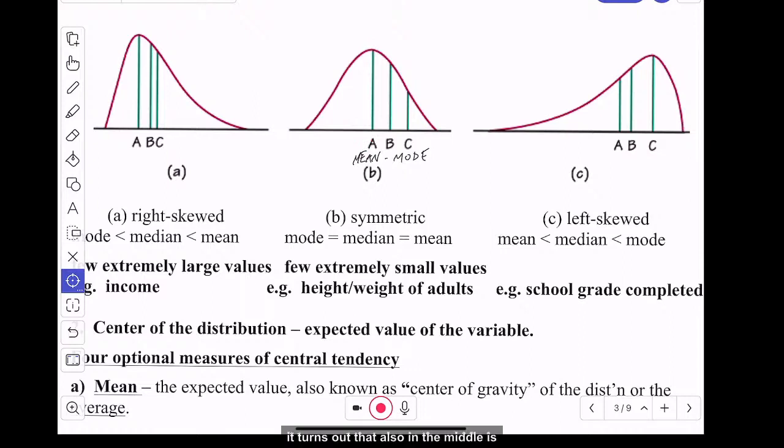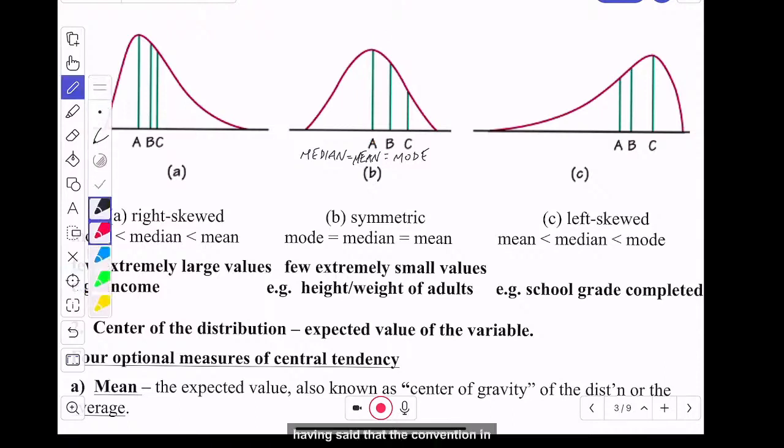It turns out that also in the middle is the middle observation, of course. So if you were to put all the numbers in order, you could find the one in the middle, and that would be the median. So it turns out in symmetric data, the mean, median, and mode are all basically the same.